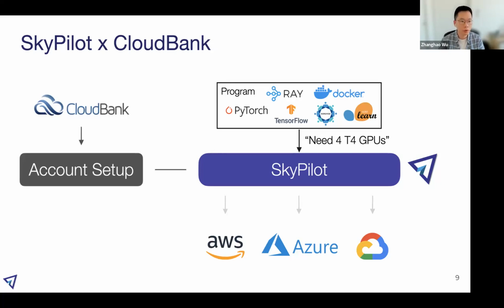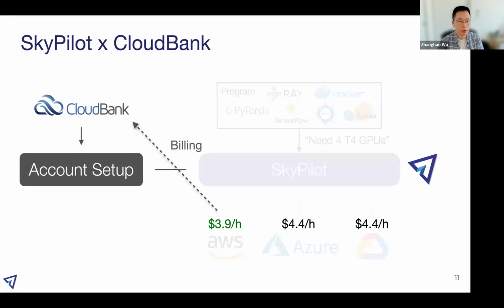SkyPilot will then automatically use those accounts from CloudBank to access the clouds. So when the user program specifies the requirement of 4 T4 GPUs, SkyPilot will go through all the available regions in those clouds and find the cheapest location to launch your job. For example, here it is AWS, which offers 10% cheaper cost for your job. While the job is running, the billing will go through the CloudBank account and be managed in one place by CloudBank. So great, now we save 10% of your cost for running the job.